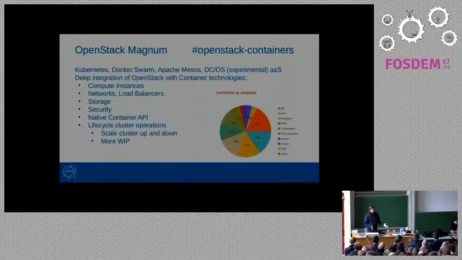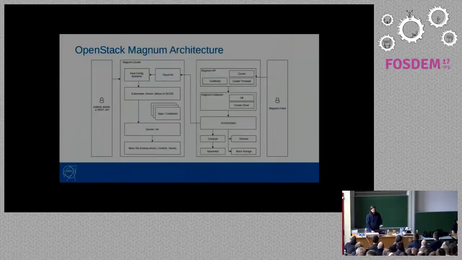We can also deploy the certificates you need to have a secured service, like TLS credentials for etcd, TLS for the kube API server, and of course you have the container native API. So if you use Docker, you do docker run or docker ps or whatever. And if you use Kubernetes, you use kubectl, and for Mesos we use Marathon, and DC/OS has its own UI and its own API. Magnum mostly focuses on lifecycle operations. So the currently available ones are create, delete, and scale the cluster up and down, and we have more in progress.